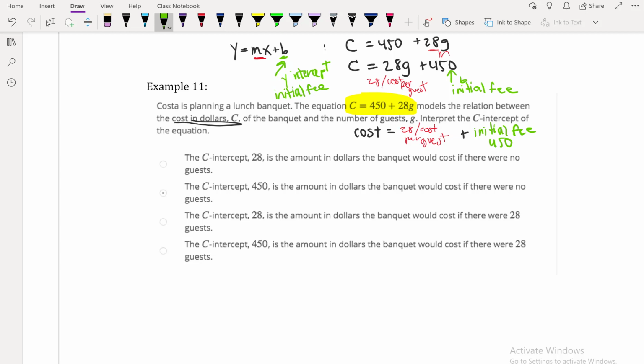Here are my choices. The C-intercept is 28. No, the intercept is actually 450. So the fact that it says the intercept is 28, that would be incorrect. Just seeing that eliminates 2 of my choices. So now we definitely know that the y-intercept is 450. We said that here, right? That is the C-intercept.